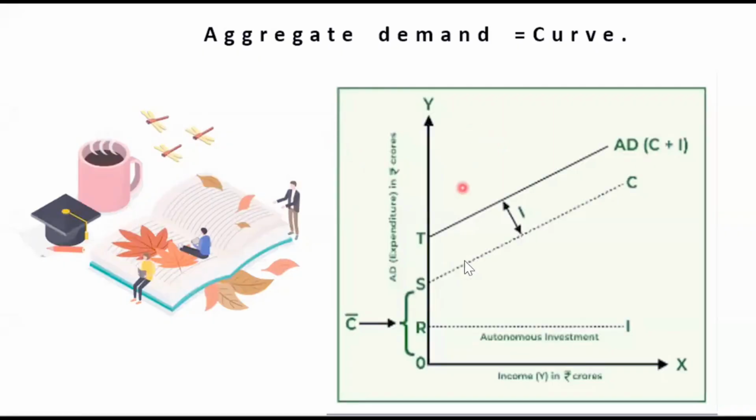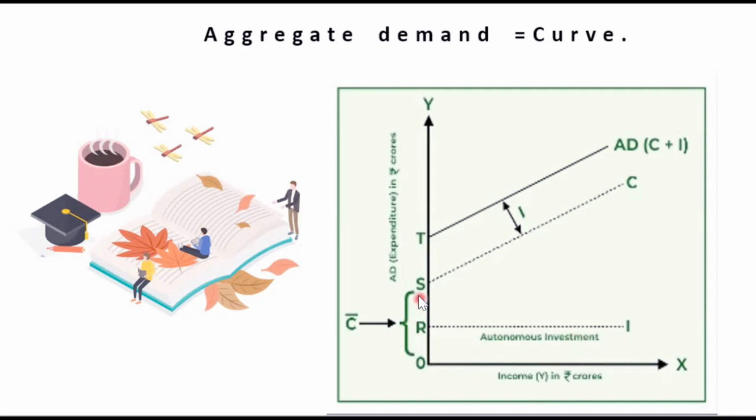Here you can see that on the y-axis it is AD, that is consumption plus investment. On the x-axis it is income or national income. Our investment starts from the y-axis from the point R, which is above O, and it is a straight line parallel to the x-axis. That means income is increasing, but investment remains autonomous or constant.